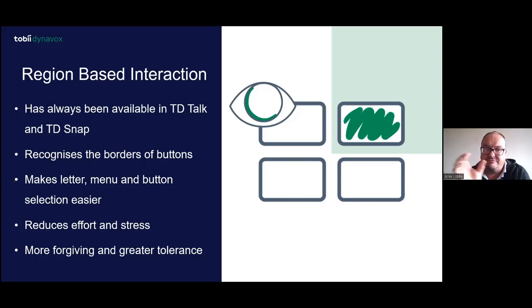Effectively, even if your eyes are wobbling within those buttons or even going out of the borders of the buttons, it recognizes the button that you're intending to get and draws the focus of your dwell into that. So it reduces effort and stress when you're using an eye tracker, and it's much more forgiving and gives you greater tolerance if your accuracy is not so good.